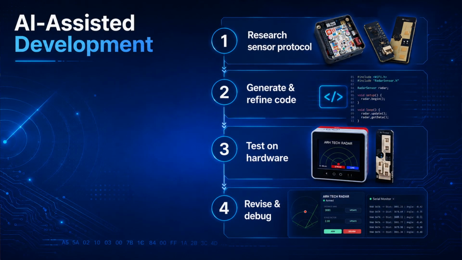Artificial intelligence was useful throughout the development process, but it did not simply generate a finished project from one prompt. I used it to research the sensor protocol, develop portions of the code, interpret test results, and troubleshoot problems. The process still required repeated testing, corrections, and verification using the actual hardware. The main advantage was that it allowed me to explore possible solutions and revise the software much faster.